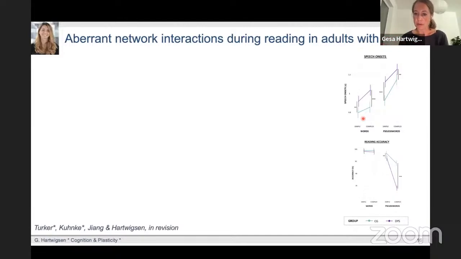You can already see from the behavioral plots that people with dyslexia performed worse on almost all measures. They didn't have strong problems in accuracy with the simple words, but for all other measures, they performed worse. So it seems that this, of course, reflects the disorder. Now, how does this look like in the brain?